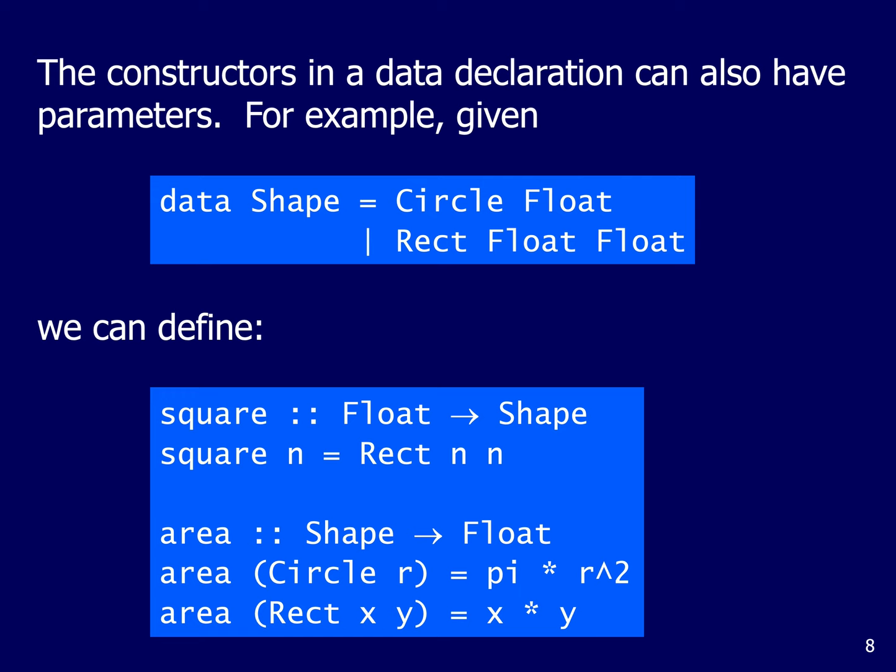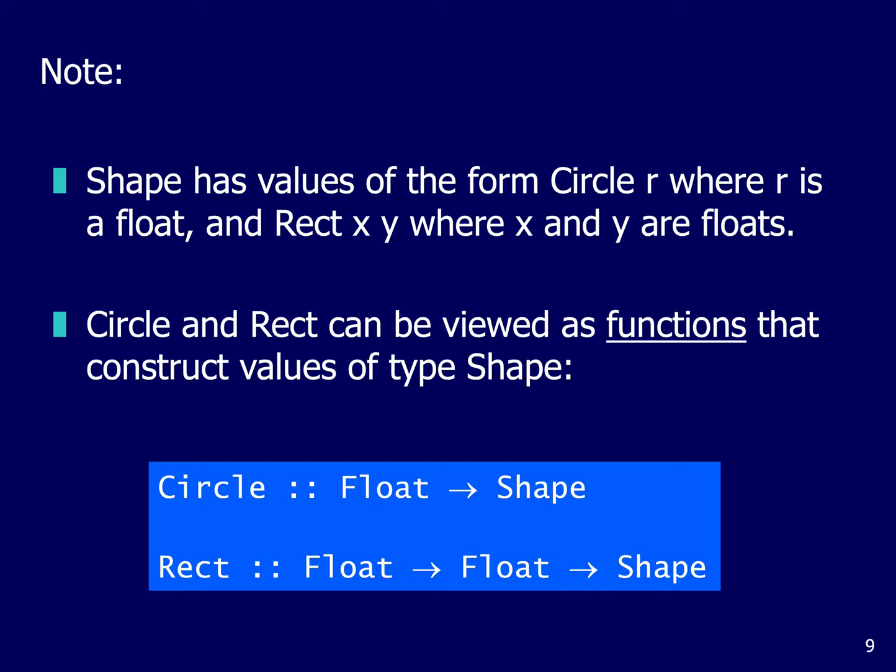So a few little points to note. The first one, we've kind of already said it. So shape has values of the form circle r, where r is a float, and rectangle of x and y, where x and y are floats. An interesting observation is the second point on the slide here. What's basically the case is that the circle constructor and the rectangle constructor are actually functions. And this is actually how these are viewed internally to the Haskell system. They're constructor functions that build values of type shape.